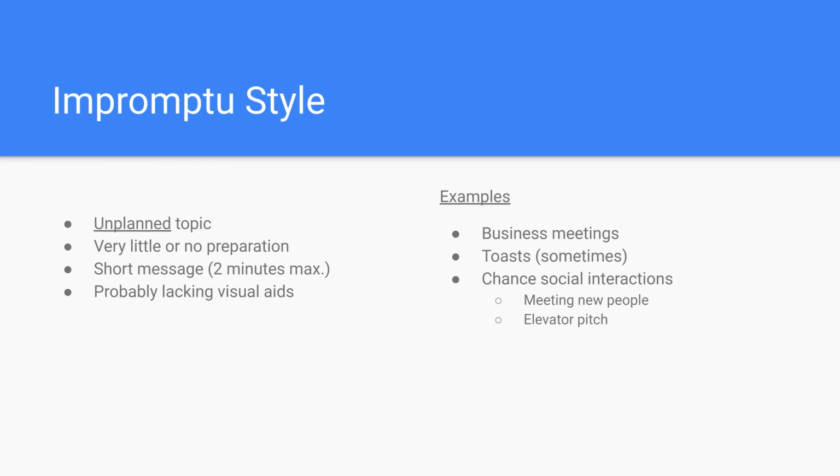Sometimes people ask for toasts whenever they didn't necessarily tell you ahead of time that you are going to provide a toast for the event. And sometimes you'll have different chance social interactions with people. If you're meeting somebody new and you have to introduce yourself, or when you introduce yourself in class, or if you have to give an elevator pitch. Usually elevator pitches are a little more planned, but in general, you don't know when you might have that opportunity. So it would be considered more impromptu.